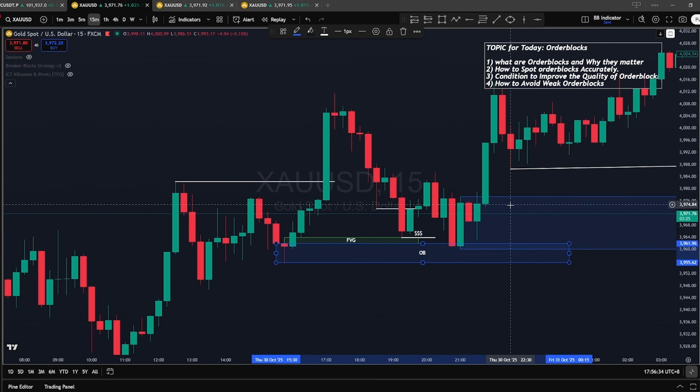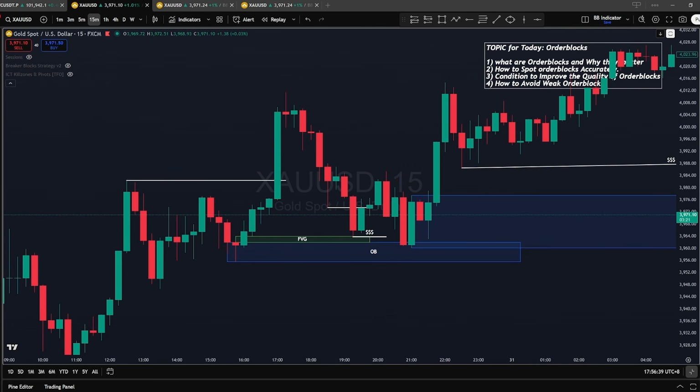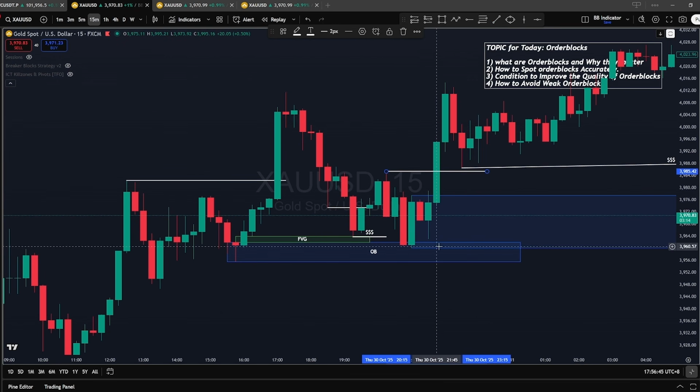Now, if you follow price action, did price create another order block? Absolutely. Lower high, lower low. The moment price breaks past this high, what do you have? A fresh new order block.